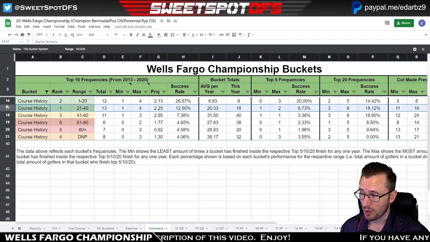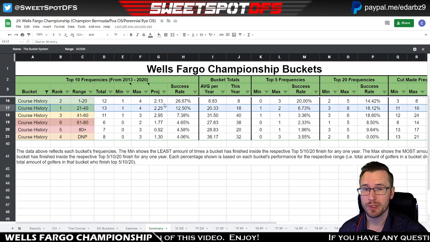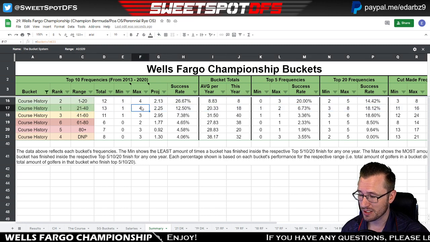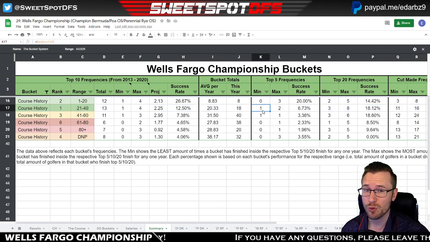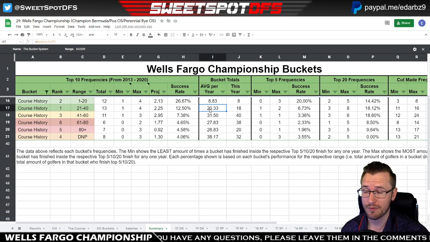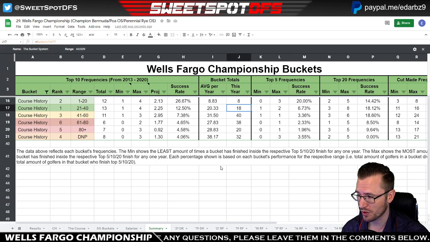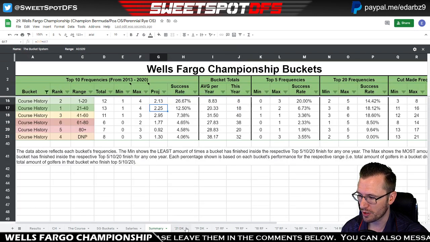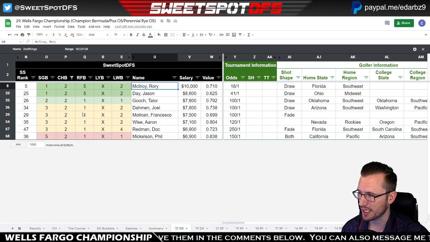Our course history bucket 1, again, that average finishing position between 20 and 40th place. Minimum is 1, max is 4. We do see at least 1 inside the top 5 every single year. So that's something to take into account. Typically, we see 20 on average per year. We have 18 this year. So it's right around that mark. I think we can safely say we can project around 2 golfers from that bucket finishing inside the top 10.